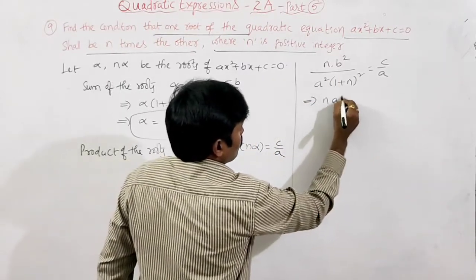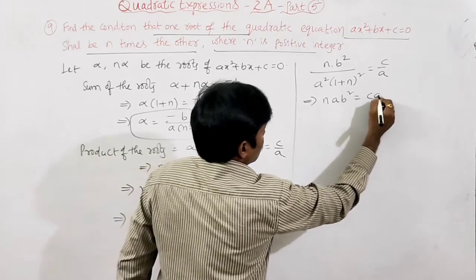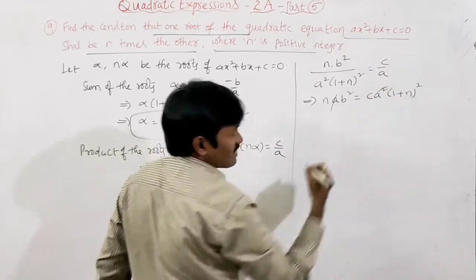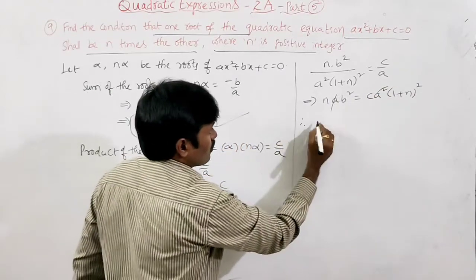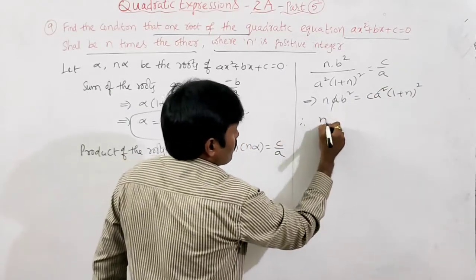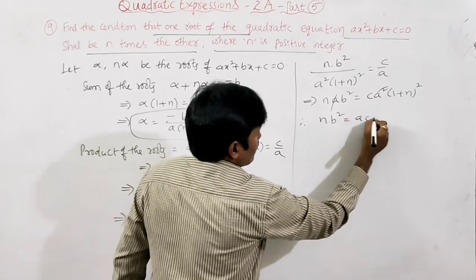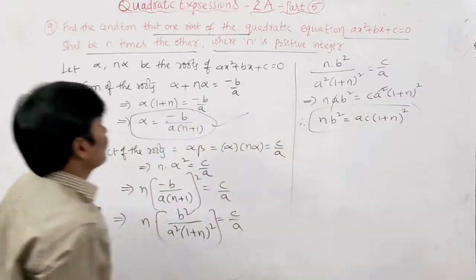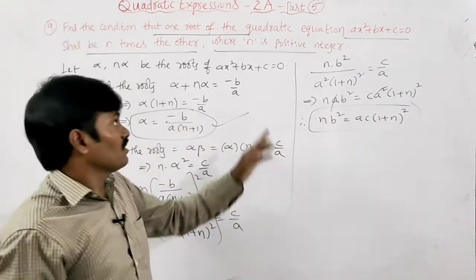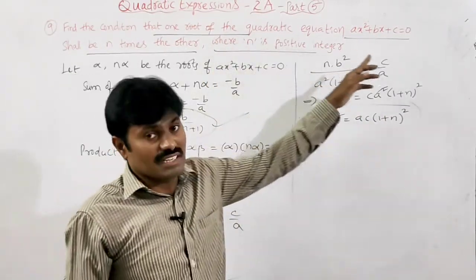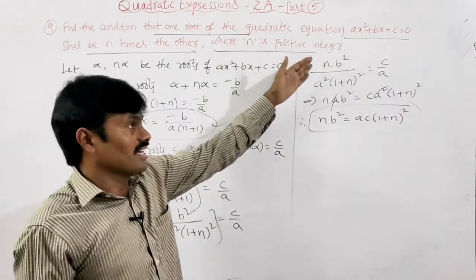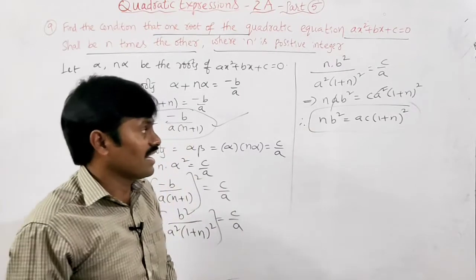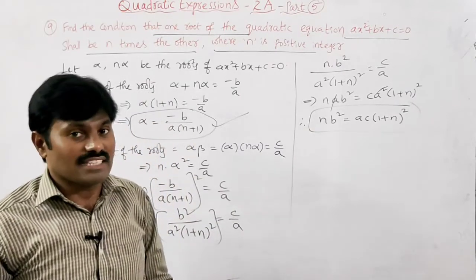Now if you cross multiply, n into a b square is equal to c into a square into (1 plus n) whole square. Here one a gets cancelled. Therefore n b square is equal to a c into (1 plus n) whole square. This is the condition. They ask us to find the condition if one root of the quadratic equation is n times the other. The condition is n b square is equal to a c into (1 plus n) whole square.